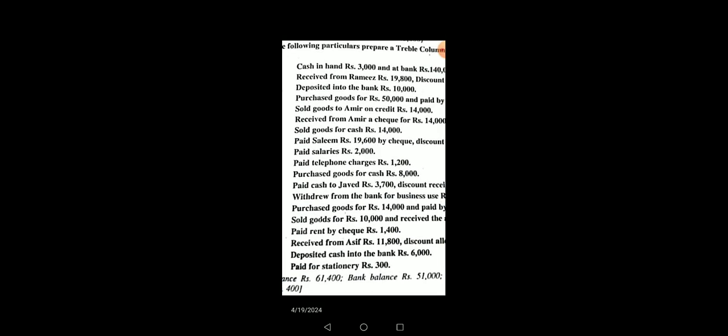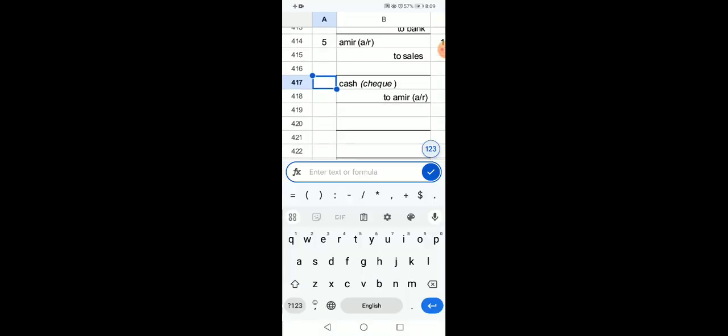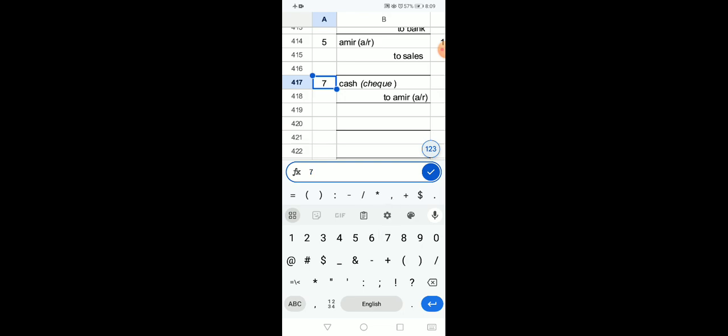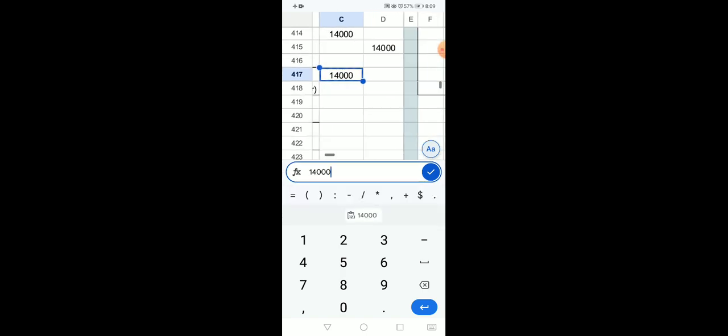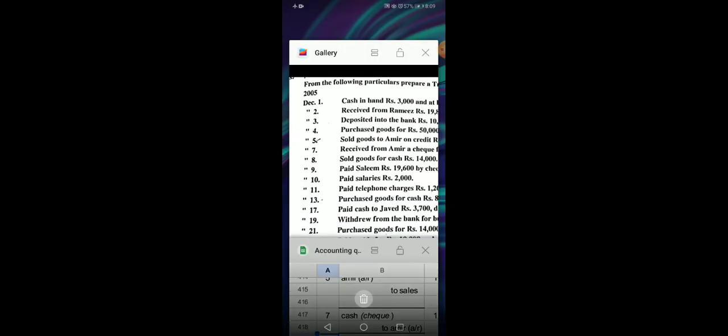Entry's date now is 7, so you will mention date over here. And how much amount? Same amount, total amount has been given, so 14,000 on debit side, and same amount you will write on credit side. All right, we have completed entry number 7. Let's see what entry number 8 is saying.